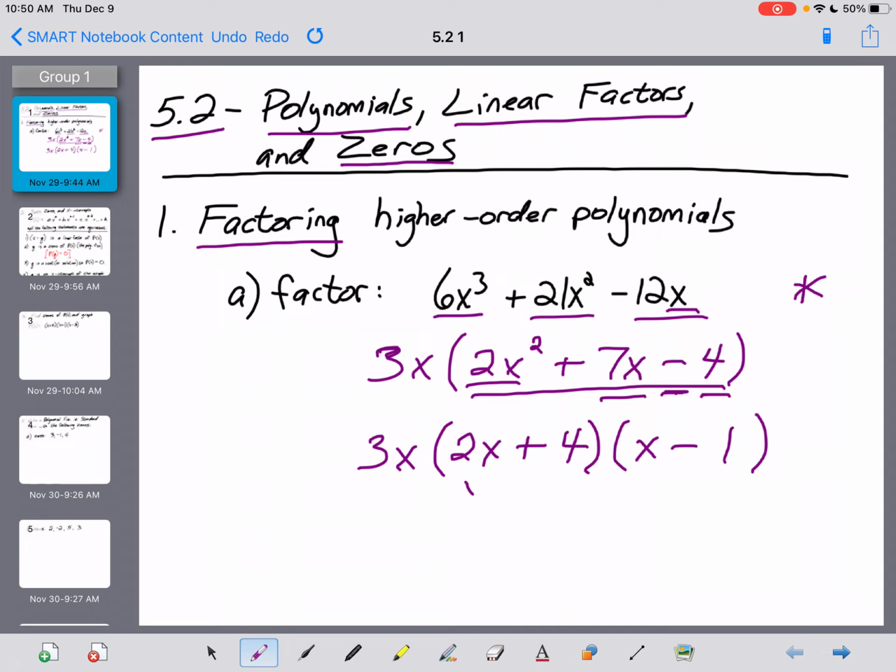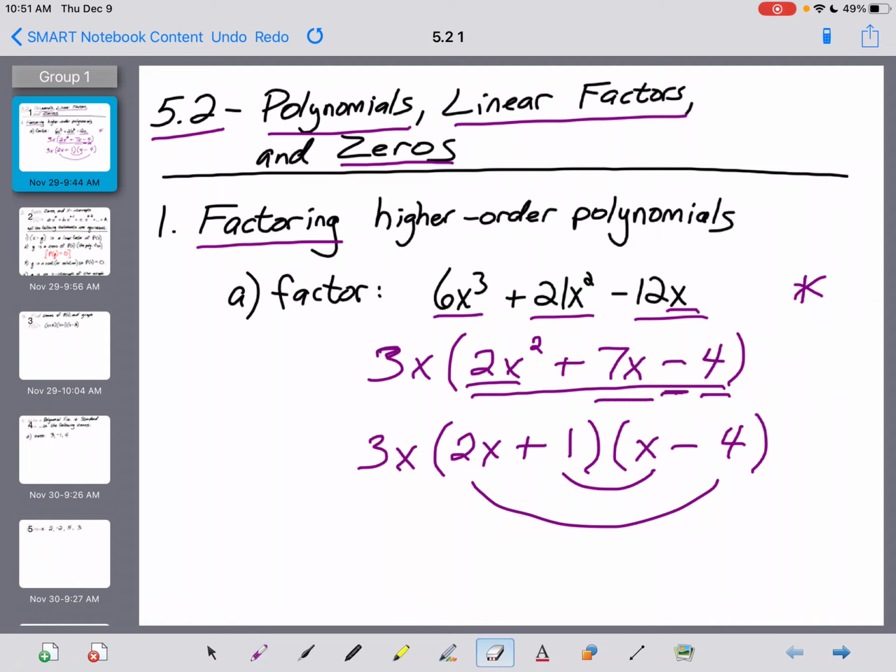And I don't think this one works either. 2x times negative 1 is negative 2x. 4 times x is 4x. That makes a positive 2x. Not the 7x that we needed. So 4 and 1 didn't work. Let's try switching those numbers to a 1 here and a 4 here, and now we're getting closer. 2x times a negative 4 is a negative 8x. 1 times x is 1x. Negative 8x plus x is negative 7x. We needed a positive 7x.